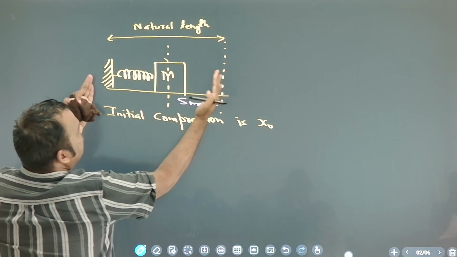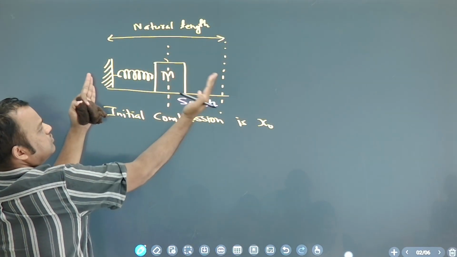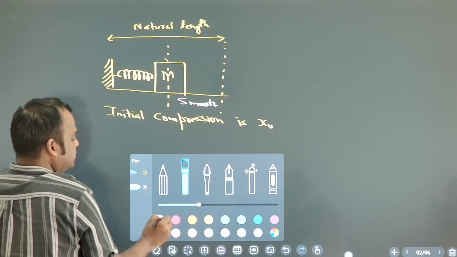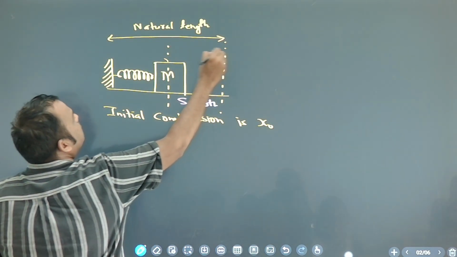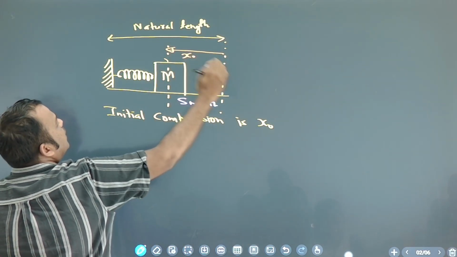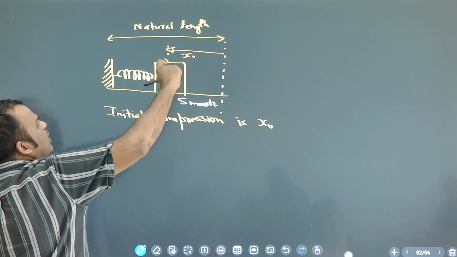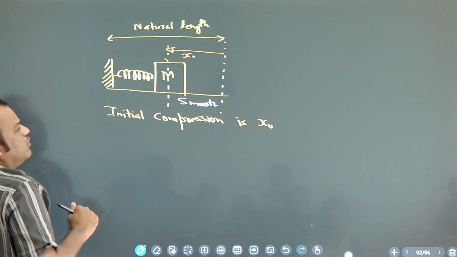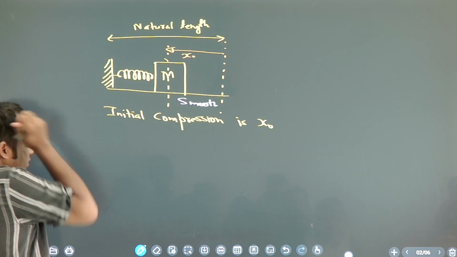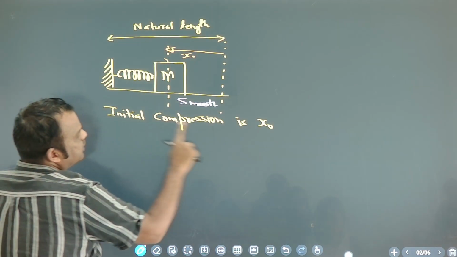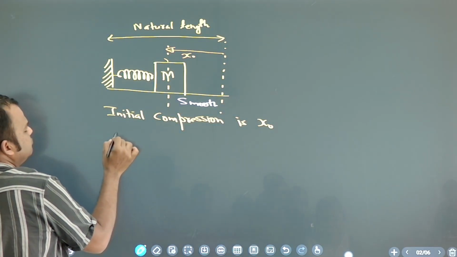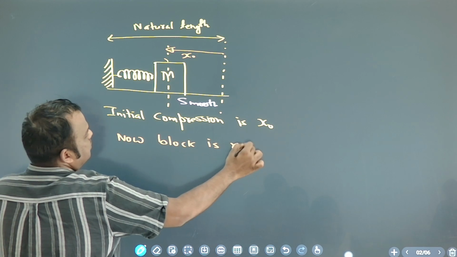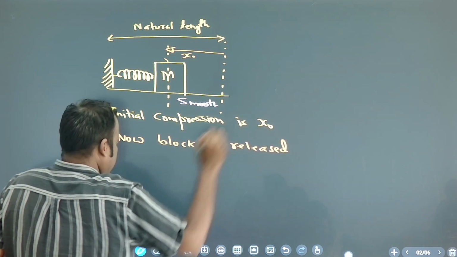But right now, what is the state? What is the position? Compressed. The spring is compressed. How much compressed? X naught. I compress the spring. Now I am holding the block. Now release. So question is, initial compression is X naught. Now block is released.